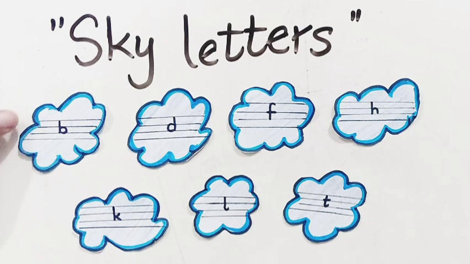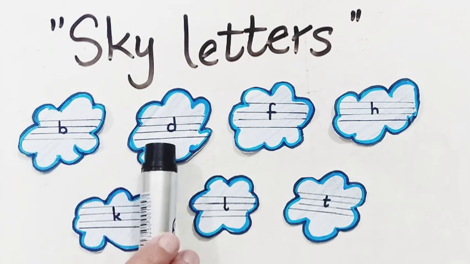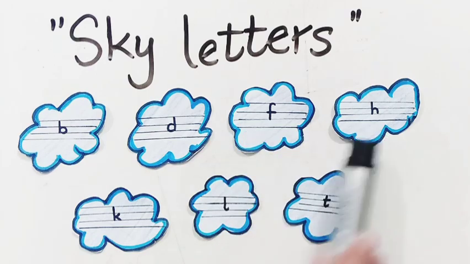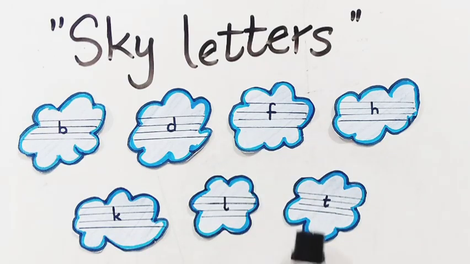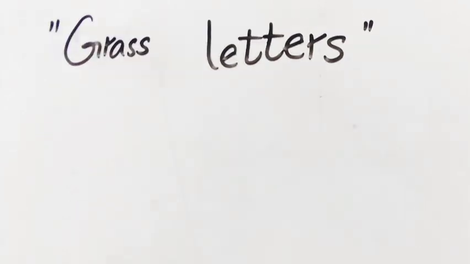As you can see, these are four lines and sky letters are those letters which fit in the first three lines. These are sky letters, that is B, D, F, H, K, L, T. Now let's discuss grass letters.